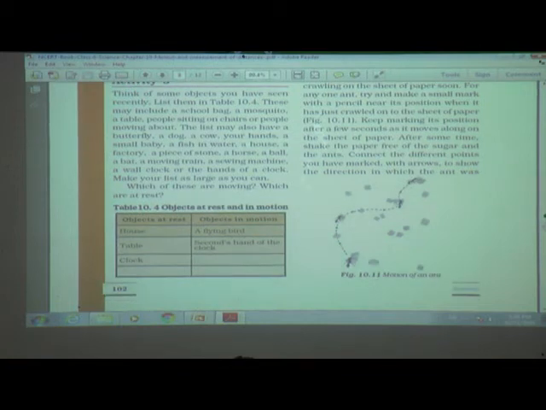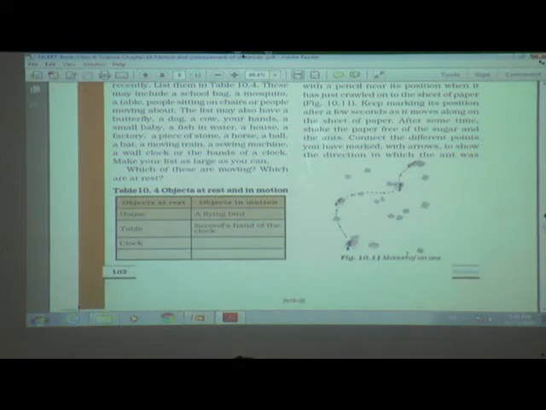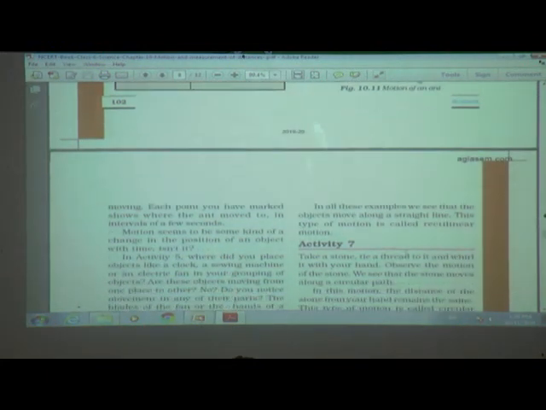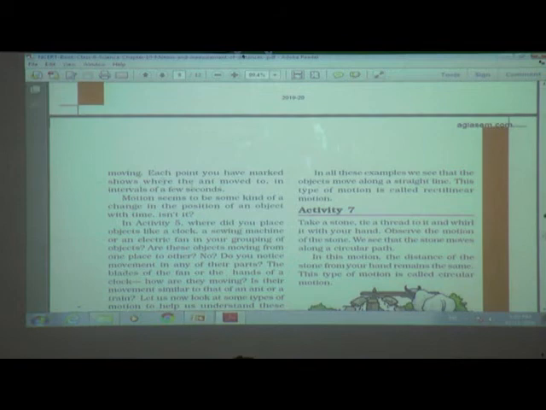Okay, see the movement of an ant, you can see. Now each point you have marked shows where the ant moved to in intervals of a few seconds. So these marks tell us how the ant moves. Motion seems to be some kind of a change in the position of an object with time, isn't it?